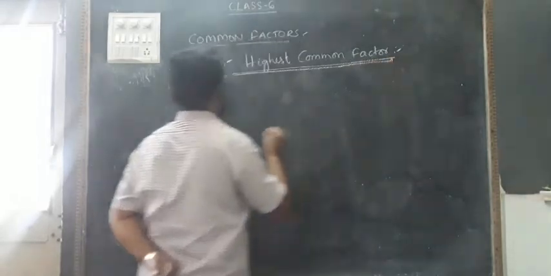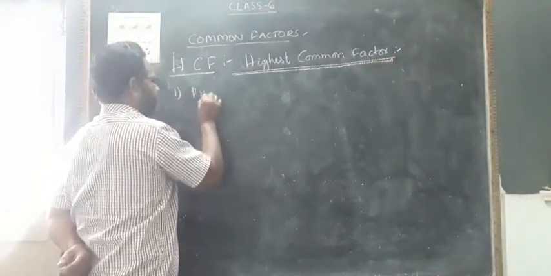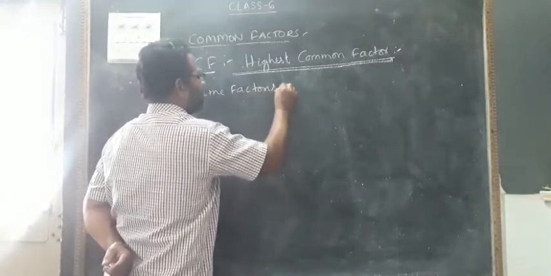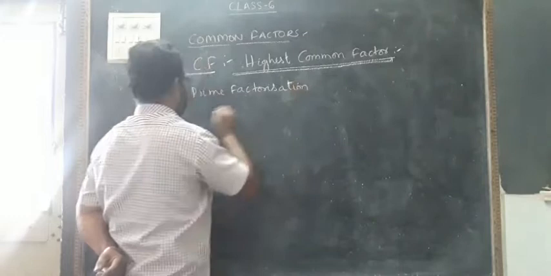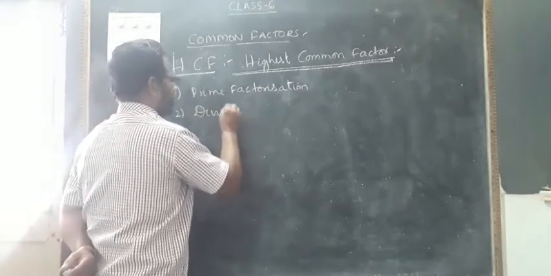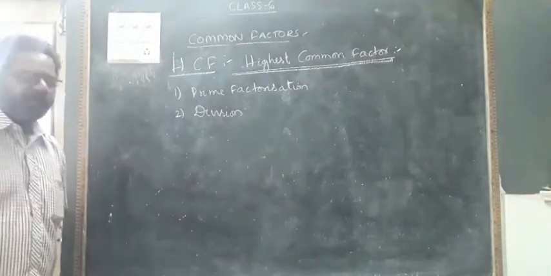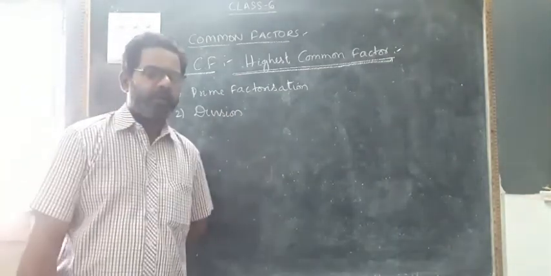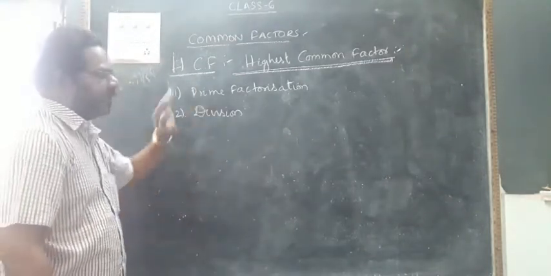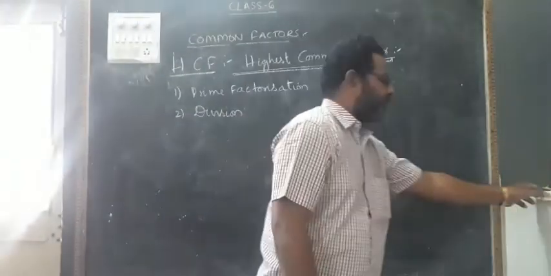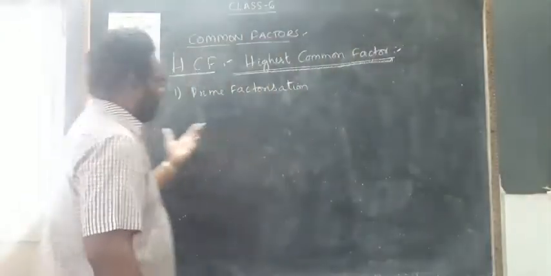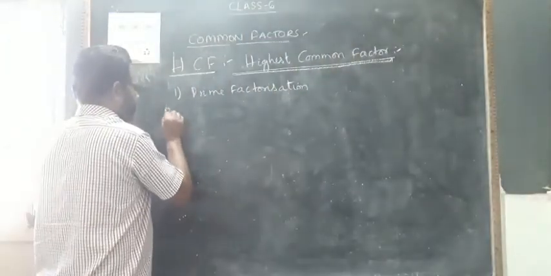To find the highest common factor, we have two methods. The first one is the prime factorization method, and the second one is the division method. First we shall discuss the prime factorization method, and after that we shall go for the division method. For the prime factorization method, I have already given an example. Like that only. Suppose I am taking an example.